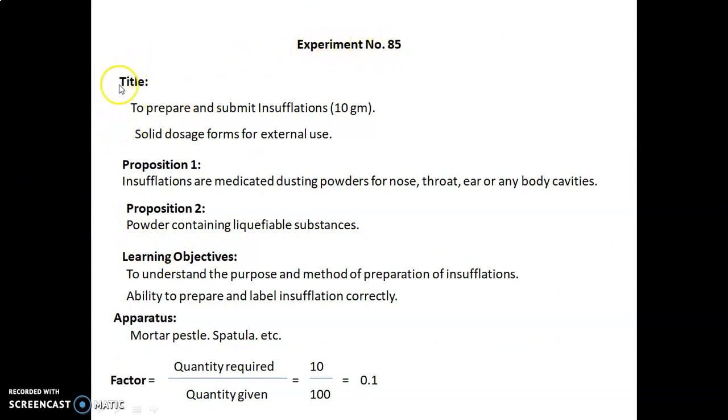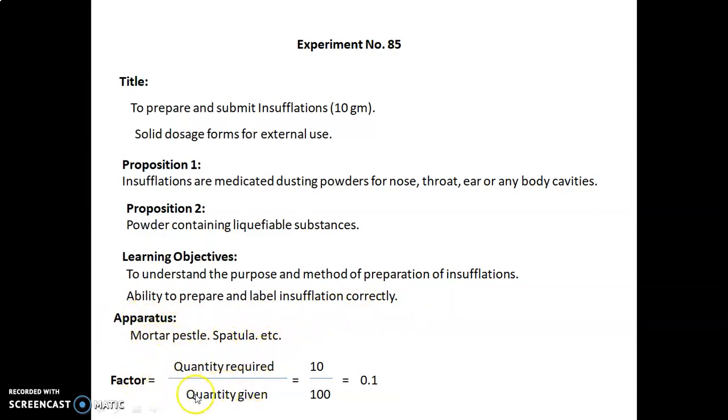Experiment number 85. The title of this experiment is to prepare and submit the insufflations for 10 gram. In this we are going to study solid dosage forms for external use. Proposition 1: insufflations are the medicated dusting powders for nose, throat, ear or any other body cavities. Proposition 2: powder containing liquefiable substances. Learning objectives are to understand the purpose and method of preparation of insufflations and the ability to prepare and label insufflation correctly. Apparatus required are mortar, pestle, spatula, etc.